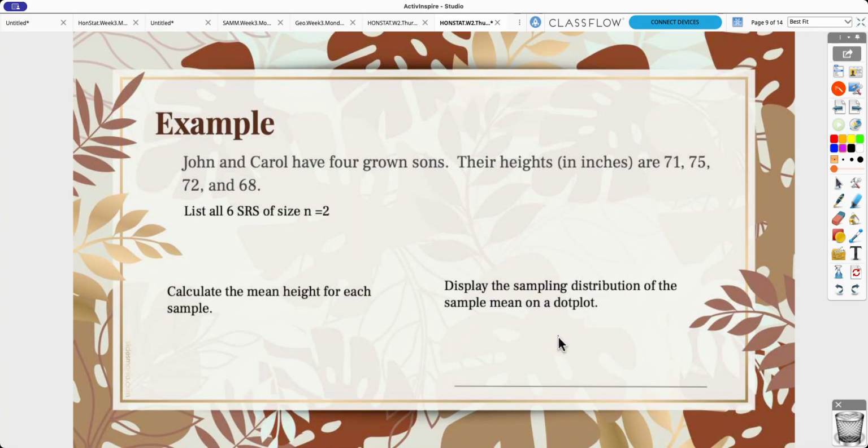Let's have an example. John and Carol have 4 grown sons. Their heights in inches are 71, 75, 72, and 68. We want to list all 6 simple random samples of size n equals 2. And then we will calculate the mean height for each sample. And then we will display the sampling distribution of the sample mean on a dot plot.